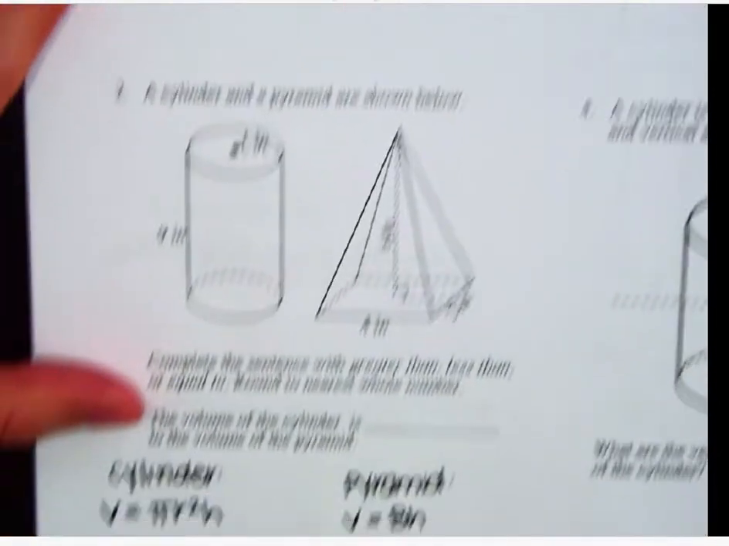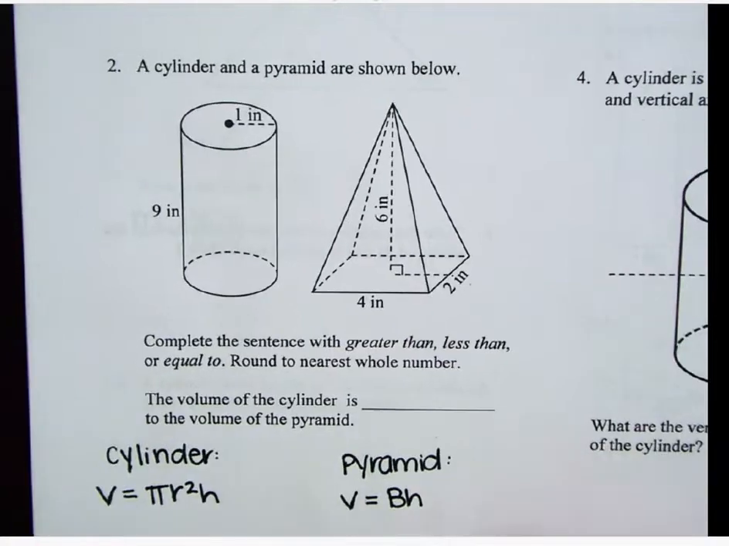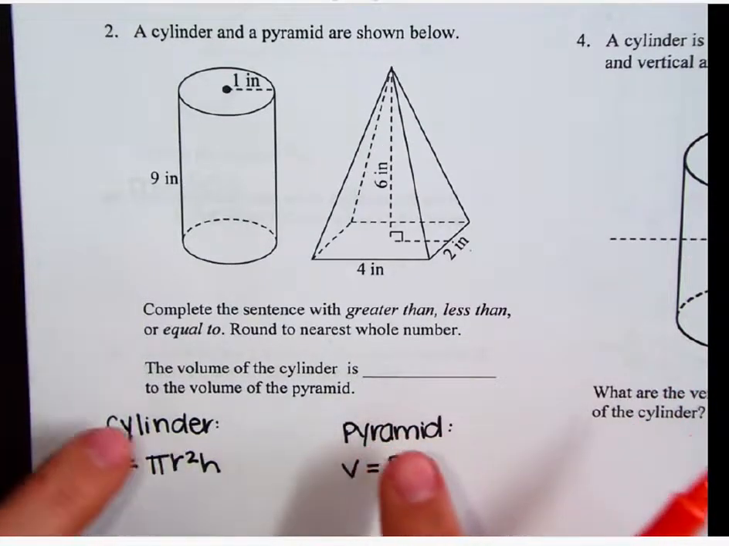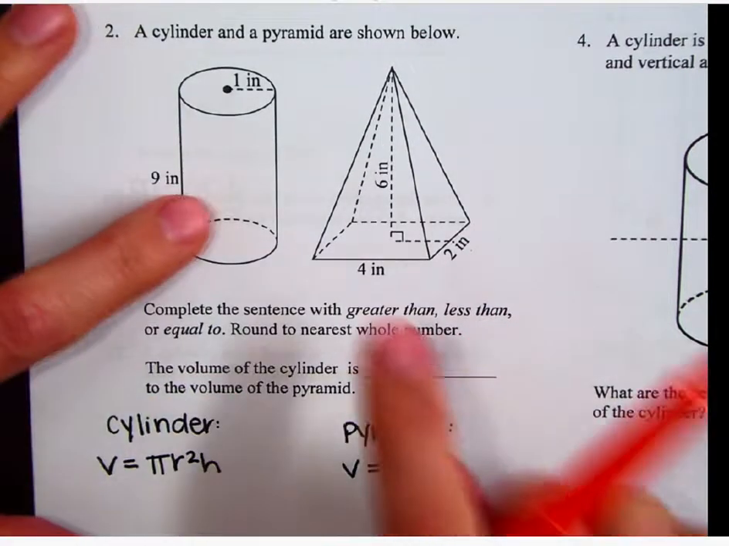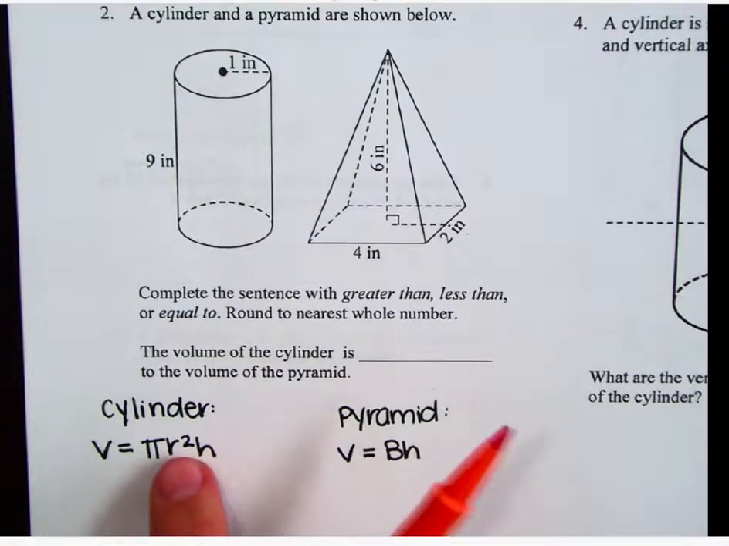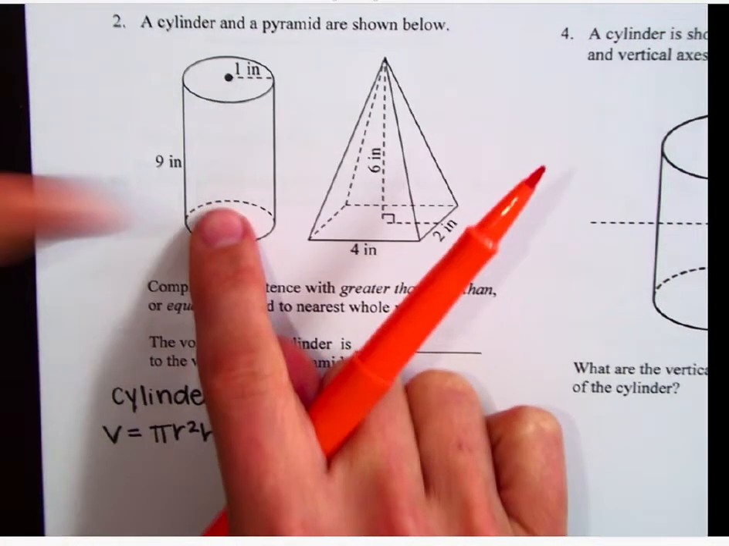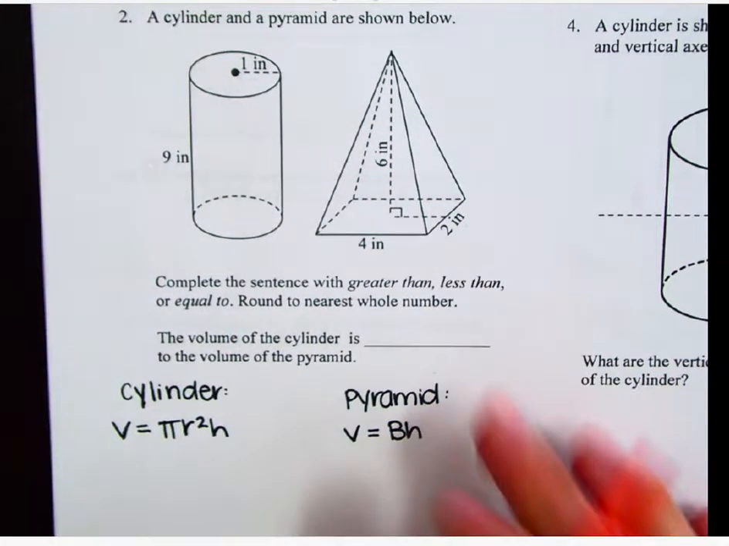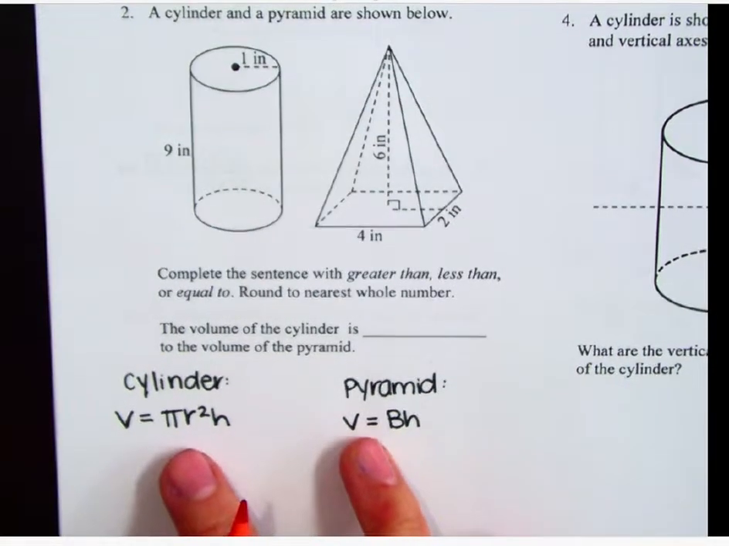For number 2, a cylinder and a pyramid are shown. We're going to complete the sentence with greater than, less than, or equal to, rounding to the nearest whole number. We're comparing the volumes of each of these solids. So I went ahead and wrote down the cylinder volume formula for this one, and then we have our pyramid, and I went ahead and wrote down that volume formula. So we're going to find the volume of each, and we're going to compare.